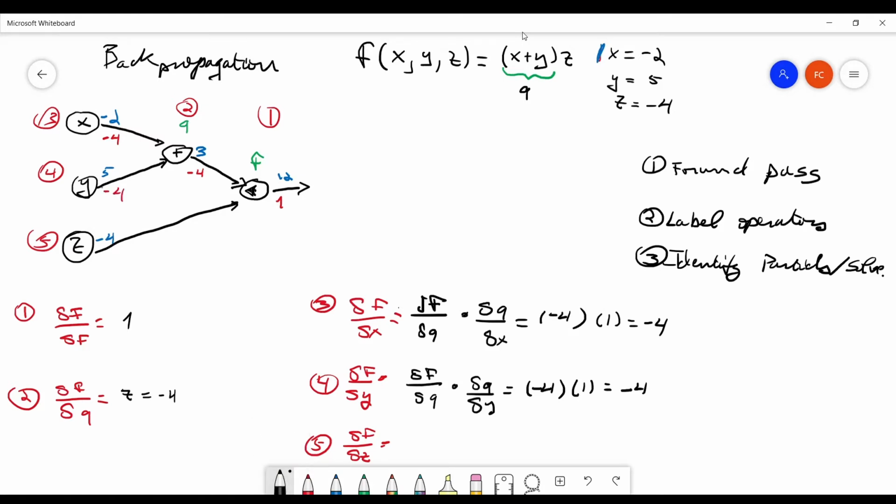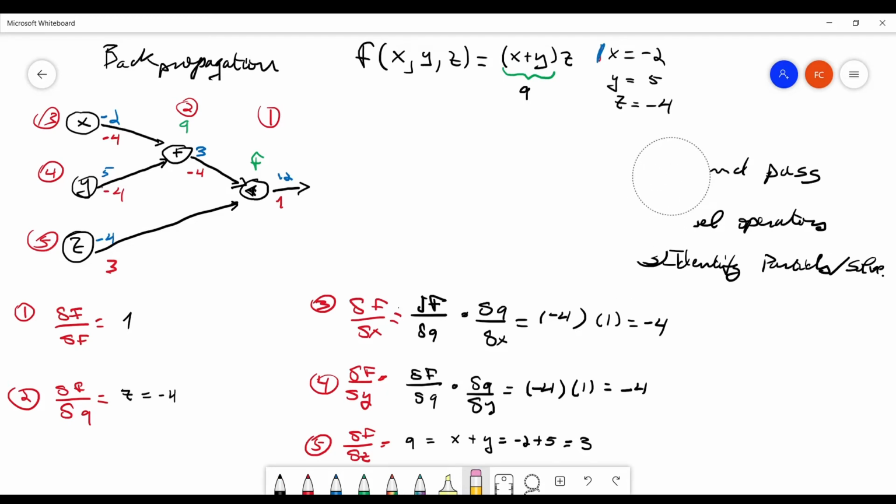And lastly, we have partial f in terms of partial z. You have to think about this in terms of q again. You say, okay, it's q times z taken in terms of z. So that is just simply q, or x plus y, or -2 plus 5, which is equal to 3. And that's it. We've backpropagated and solved the analytical gradient for this function.